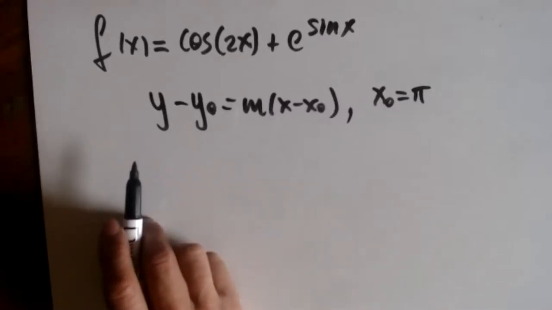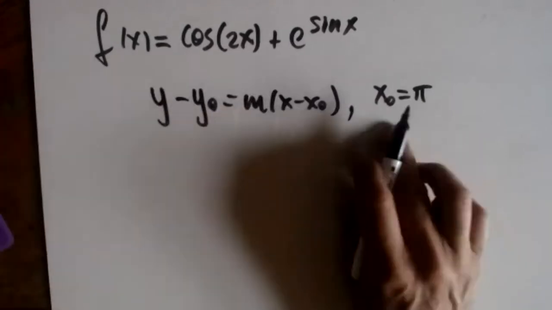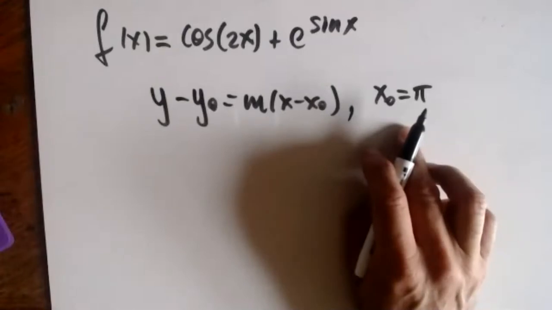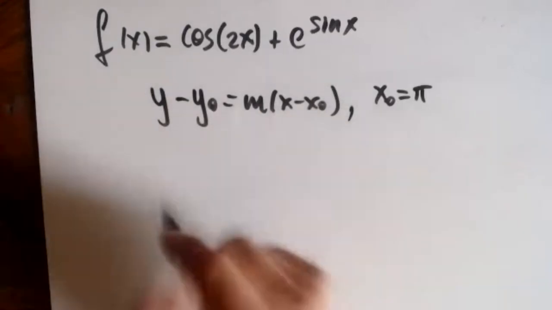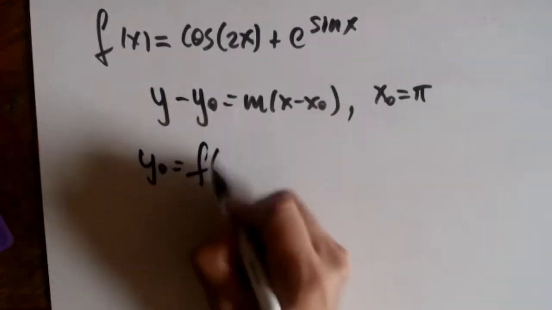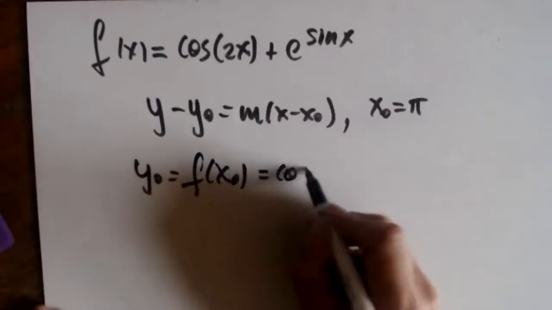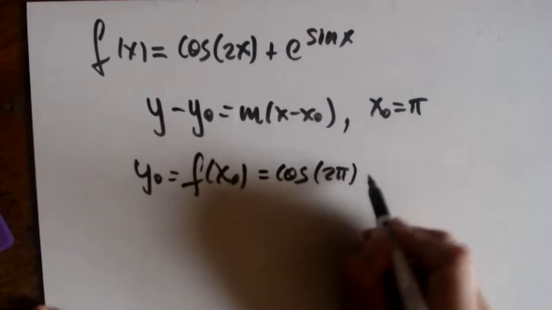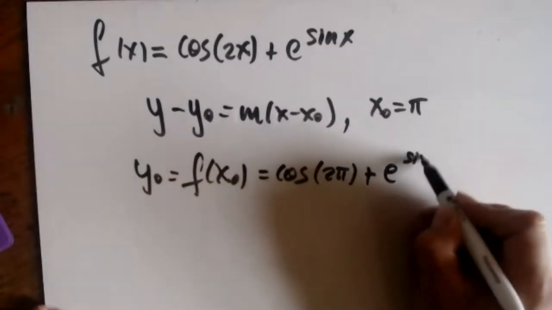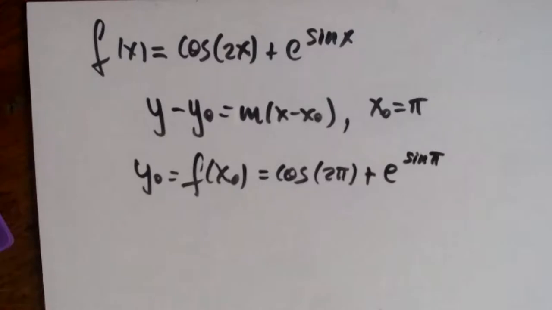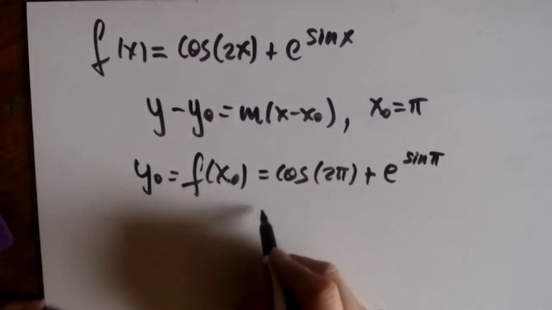So x equals x0, x0 equals pi. So y0 is the function at x0. So I have to evaluate this thing. So it's cosine of 2 pi plus e to the sine of pi. Cosine of 2 pi, what is that?